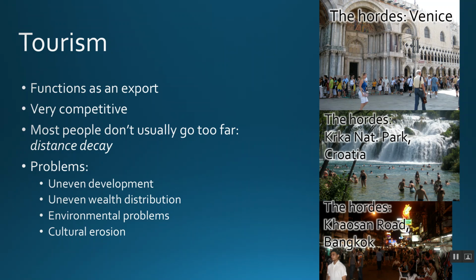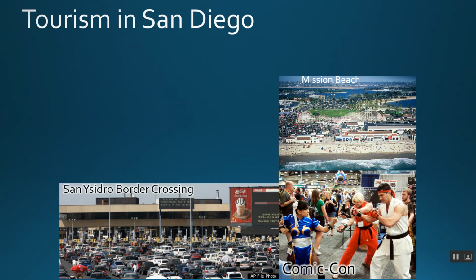This is another place that I went, Krka National Park in Croatia, which I can tell you that when I visited those waterfalls, there were a lot of people in them. Or Khao San Road in Bangkok, which is another place that I've been, which mainly serves tourists. So you have these locations that are really serving people from other places and not people who are from there.